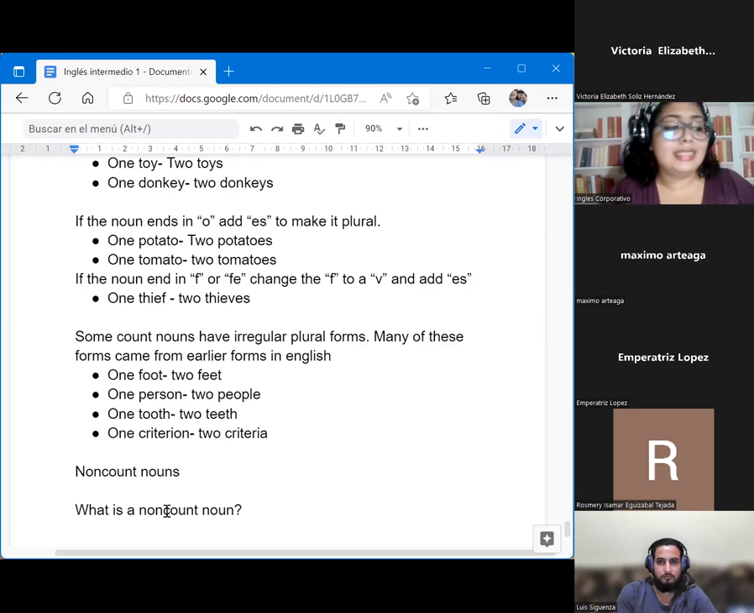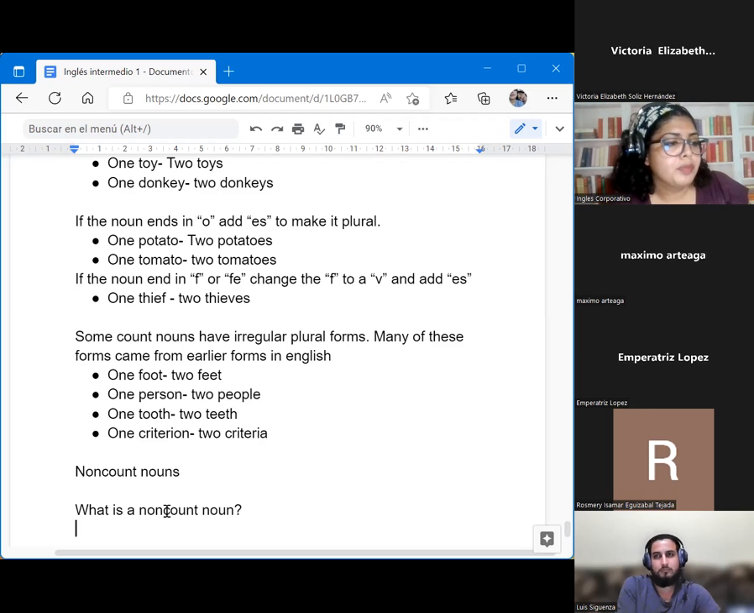And it says that they have no plural forms. In this case, non-count nouns don't have plurals, because we know that we cannot count in that way. So in this case, we're not going to use plurals. No vamos a utilizar los plurales.